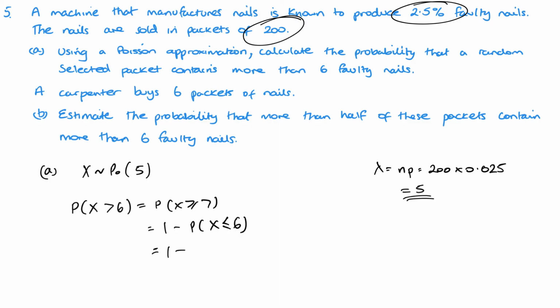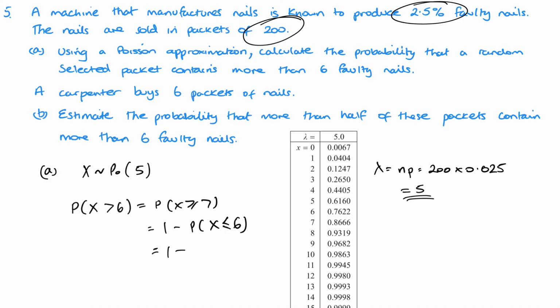Now, 5 for lambda is going to be in our tables, so I'll just pop our tables up now. So 6 within my tables is 0.7622. And 1 minus that, so we've got 1 minus 0.7622, and that is 0.2378. So that's the 4 decimal places.